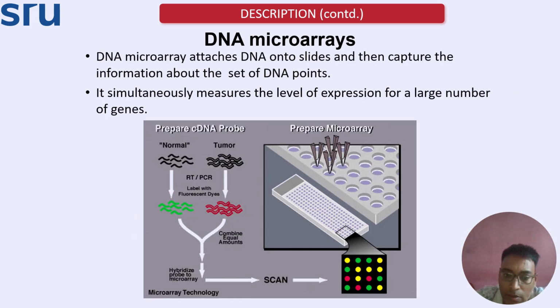So see here, DNA microarrays attach DNAs onto the slides and then capture the information about the set of DNA points. It will simultaneously measure the level of expression for a large number of genes. That is what we have been discussing so far. In this case, normal part, tumor part, I am doing the RT-PCR, reverse transcriptase, to get the cDNA. Here also I am using the dyes, Cy3 and Cy5, the green and the red.